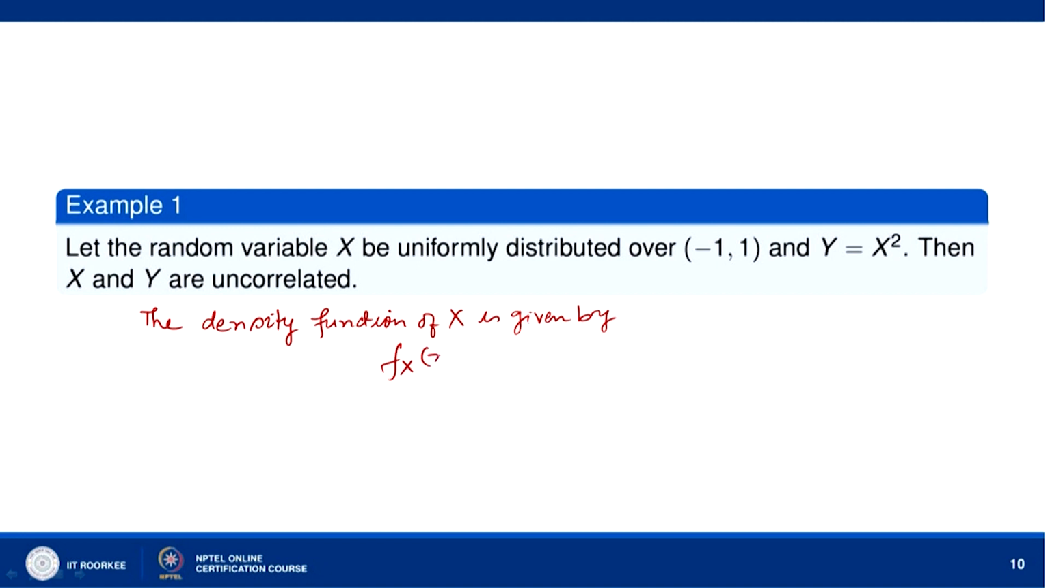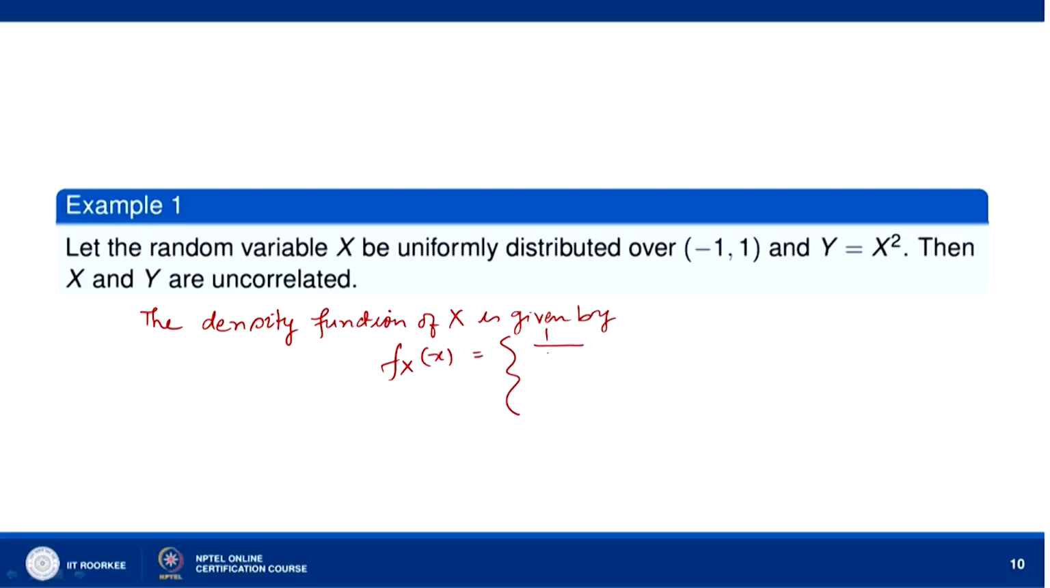f x of x equal to 1 over b minus a. If it is uniformly distributed over the interval a b, then f x is 1 over b minus a. So, this is 1 over 1 plus 1, that is 1 over 2, when x lies in the interval minus 1 to 1 and 0 otherwise. Now, we need to find the value of rho and show that rho is equal to 0. So, we have found f x.